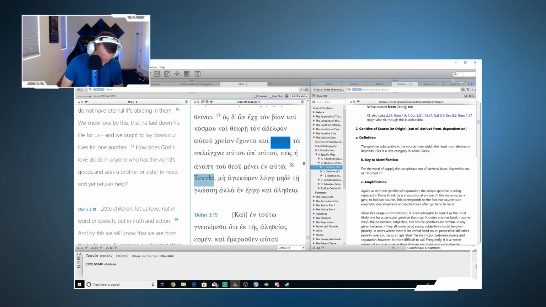Teknia. Mi agapomen logo mide, ti glossi alla en ergo ke alithia. Verse 18. Children. So this must be subjunctive because of the presence of me. Agapomen, we might love. We do not. Okay, so this is subjunctive, but it's functioning as a command. So this is the hortatory subjunctive. Do not love in word, nor in tongue, but in deed and truth.